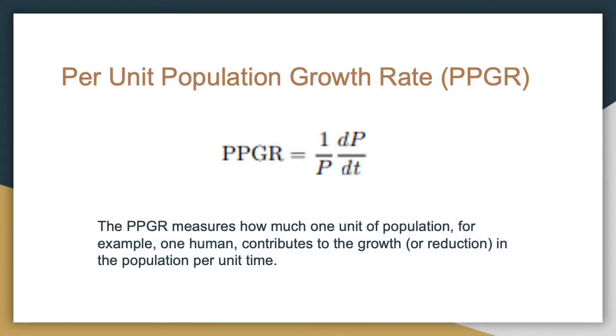One way to help create these models is by utilizing the per unit population growth rate, or Ppgr for short. Basically, it's a measure of how much one person affects the population growth rate. If the population was expressed as a function of time, then the Ppgr would be 1 over the population times the growth rate.